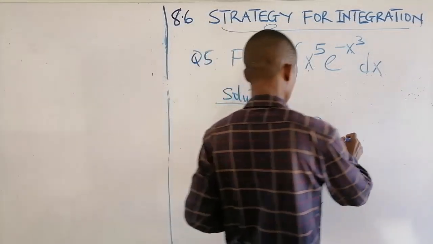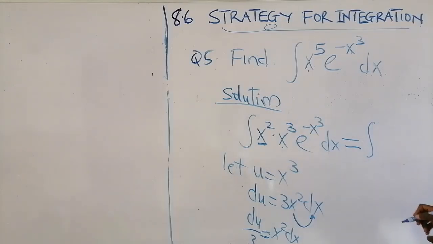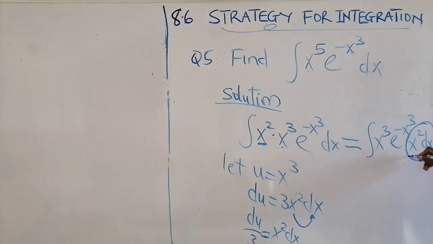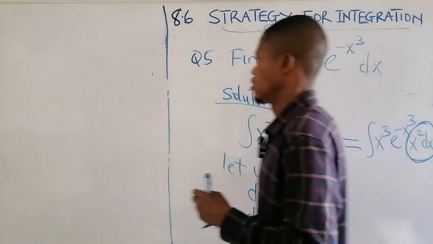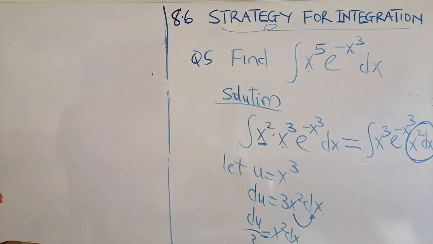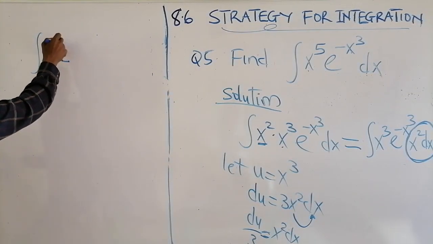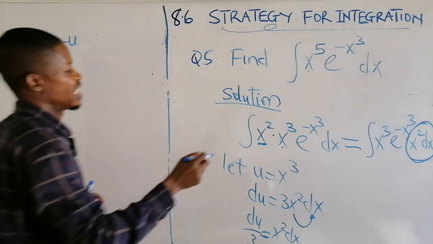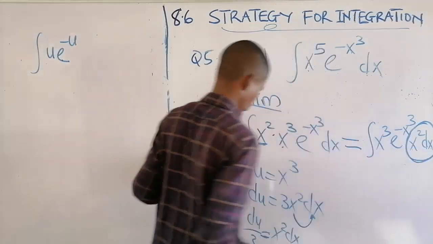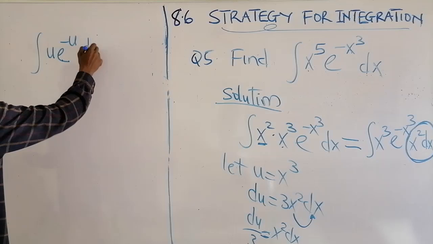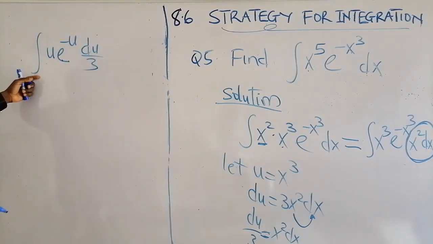Then we can go back to this place. So this will be the integral of this. You can see these two are together. So let's now change the variable. That will now become u here, and then e exponential to power minus u. Then these two items, x squared dx, is equal to du over 3. So this is what we have now.